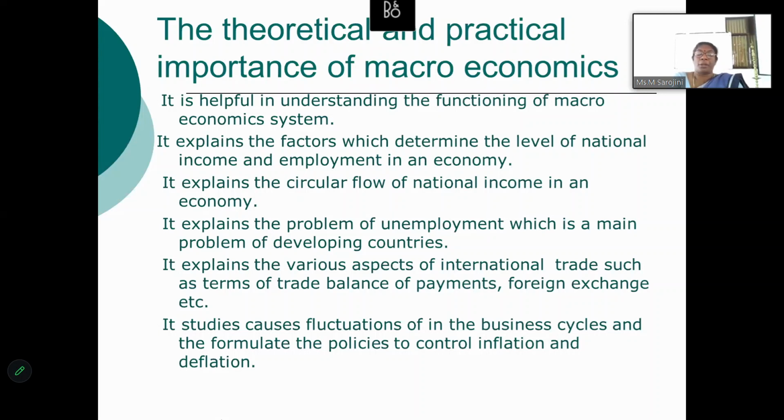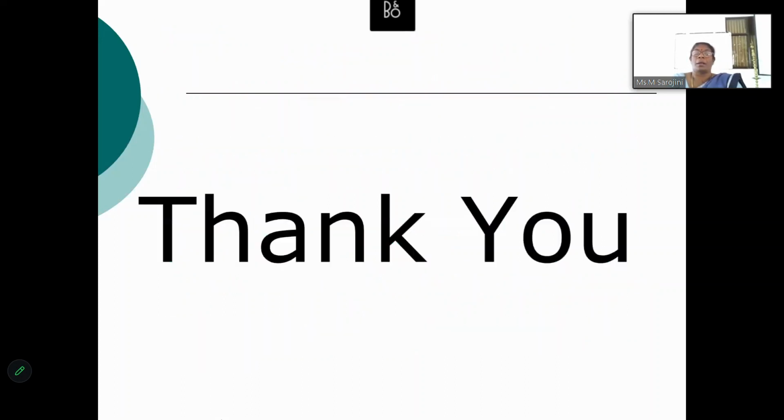And macroeconomics studies the causes of fluctuation in business cycles and formulates policies to control inflation, and those things we learn. Like what is a business cycle? What is the importance of the business cycle? Also, how can we mitigate inflation and increase output growth? Those things are explained by macroeconomics.